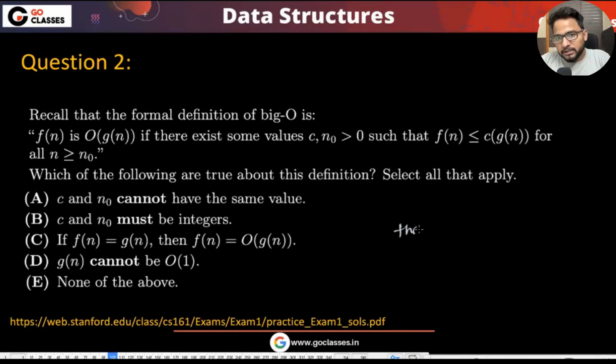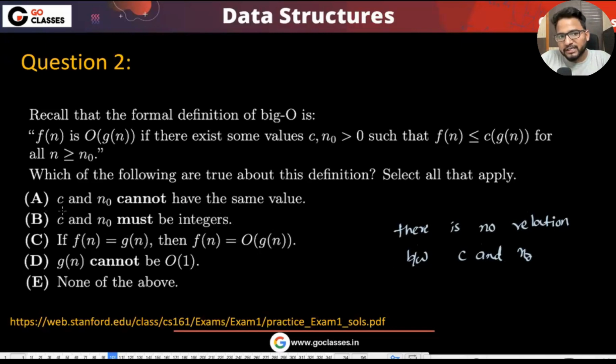So there is no relation between C and n naught. I mean, these are basically independent, so they can take the same value. Must be integers? No, that's not true. After a certain point, one function should be greater than another function. That turning point need not be an integer, neither should the constant be an integer.